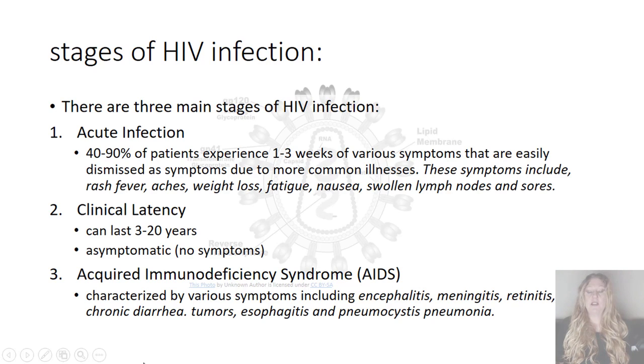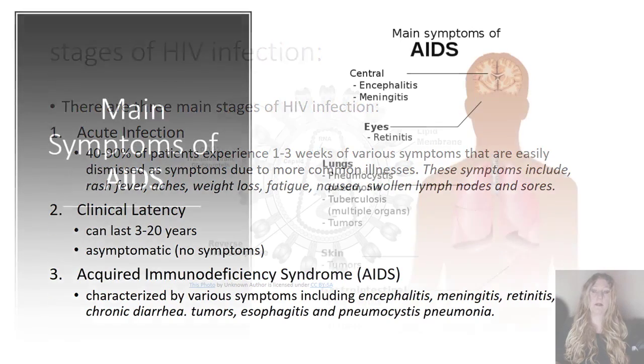So if HIV is able to progress to a certain point, then AIDS is the end result. This is characterized by various symptoms, including encephalitis, meningitis, retinitis, chronic diarrhea, tumors, esophagitis, and pneumocystis pneumonia.